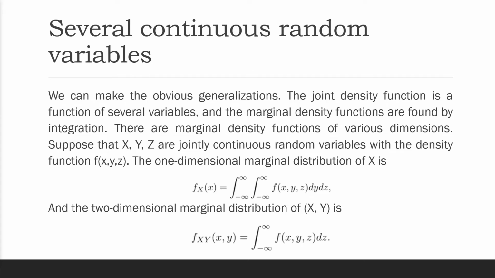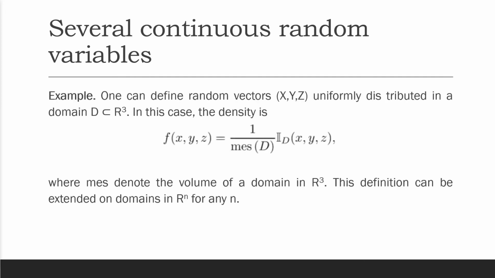Okay, so let's have an example. One can define random vectors X, Y, Z uniformly distributed in a domain D, a subset of three-dimensional R. In this case, the density is f of x, y, z equal to 1 over the mass of D times the indicator function of (x, y, z), where the mass of D denotes the volume of the domain in three-dimensional R. This definition can be extended to domains in n-dimensional R for any n.